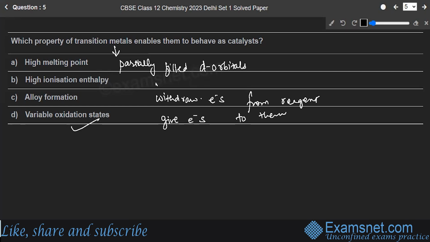So they also have a tendency to show a large number of oxidation states and the ability to form complexes, which makes them good catalysts. That means D is the right answer. Hope you got that. Let's move to the next question now.